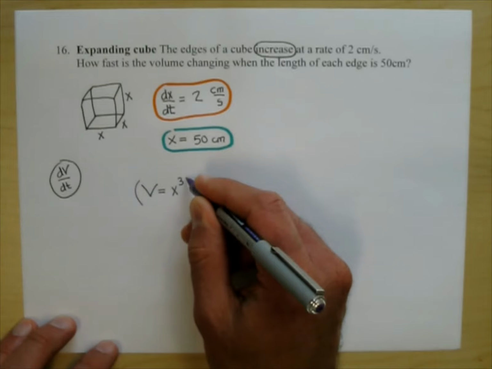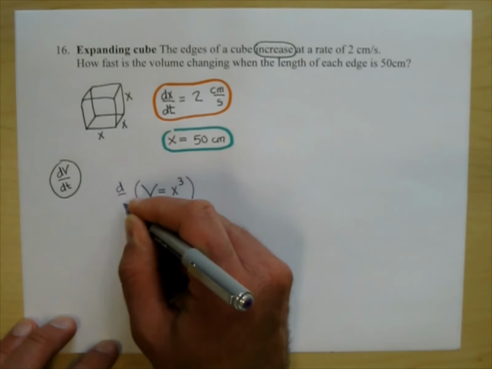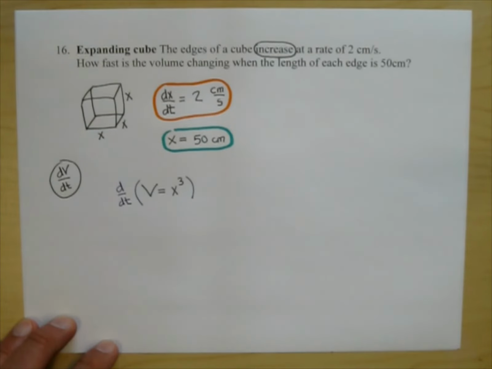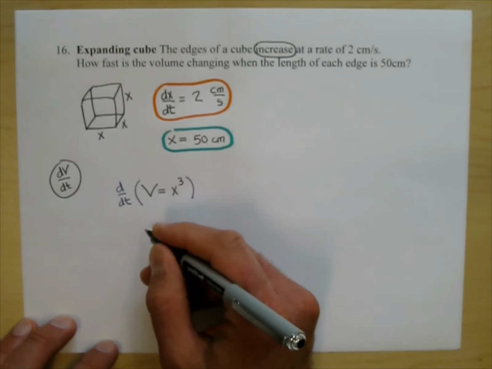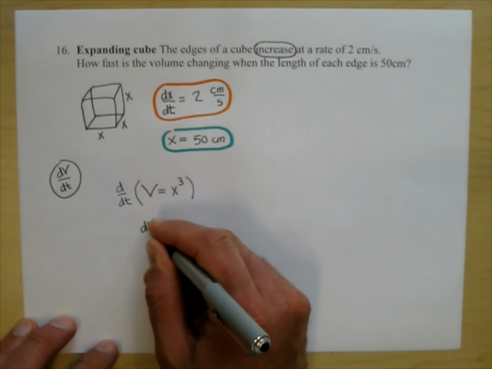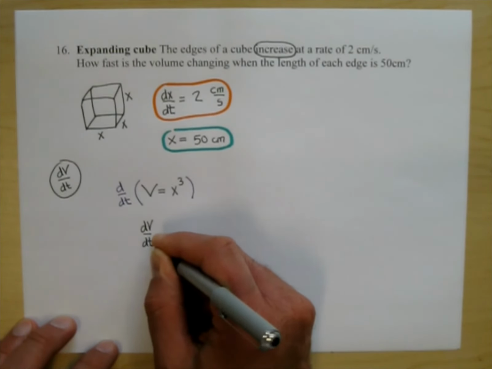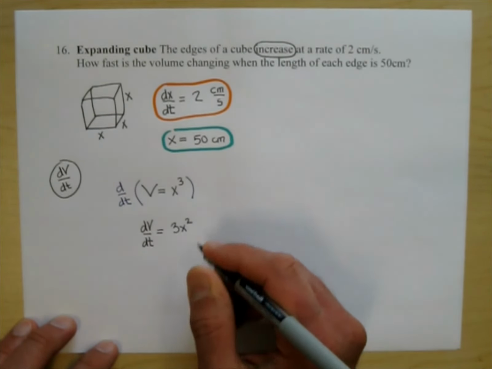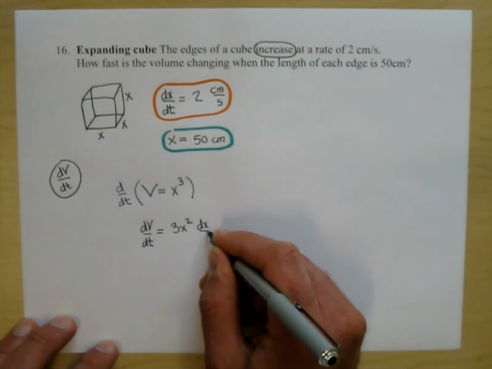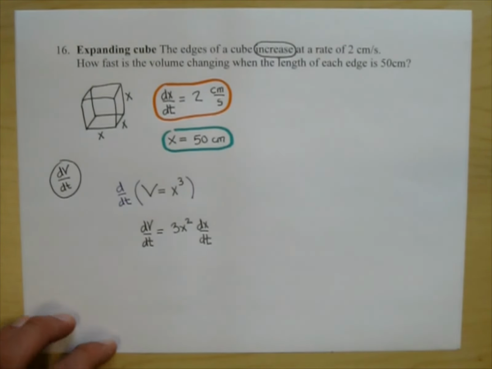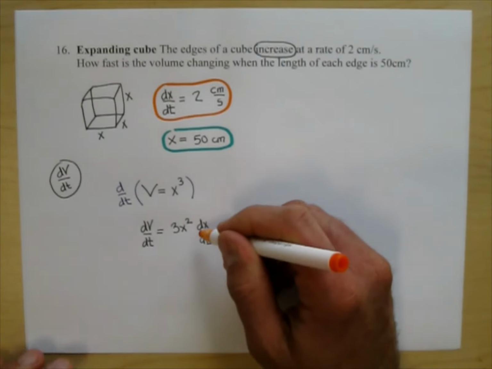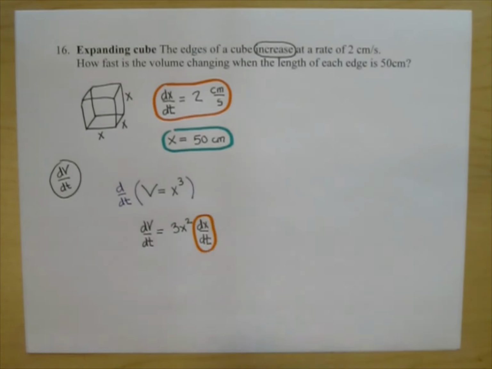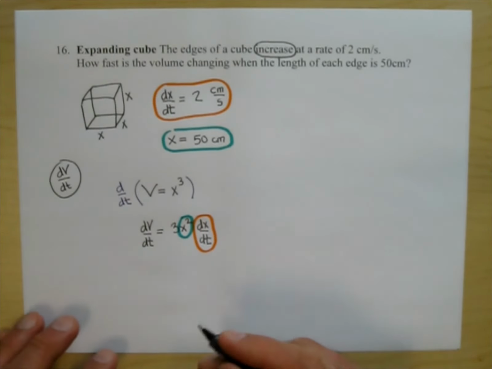Zap both sides with the derivative gun, d/dt. The derivative of V with respect to t is dV/dt. This equals the derivative of x cubed, which is 3x squared. This is with respect to t, so we're going to say dx/dt. Let's get our colors going again. The dx/dt, we know what it is. The x, well, we have an x squared here, but we know what that's going to be. And we're looking for dV/dt, that's our goal.